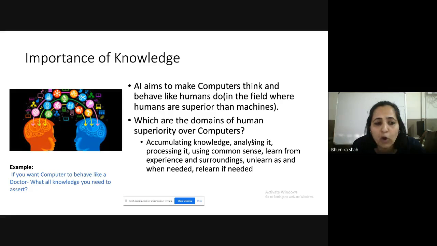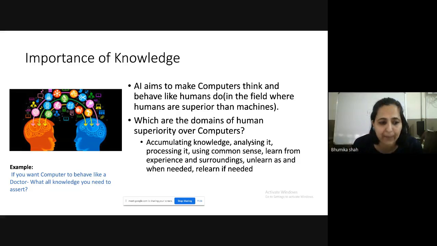The following are a few of the fields where humans are superior to computers: accumulating knowledge, analyzing the knowledge, processing the knowledge, using common sense, learning from experience and surroundings, unlearning, relearning, and as and when needed, learning it once again. So these are the fields where humans behave far better than computers, and these are the fields where we want to make computers as smart as we humans are.